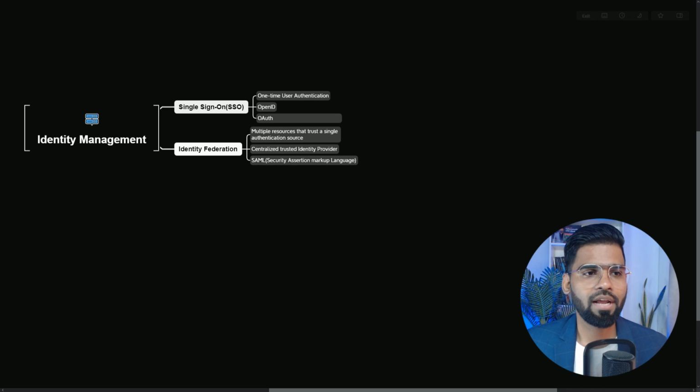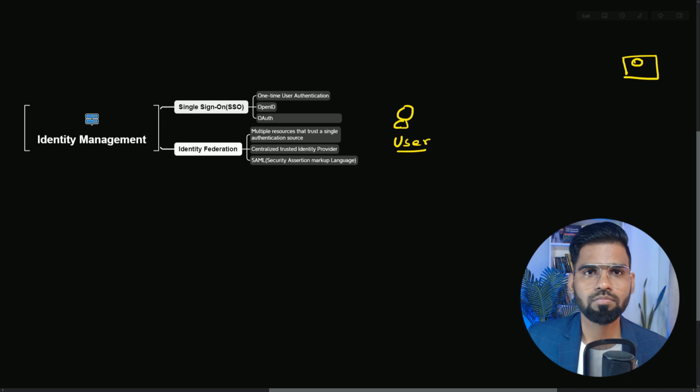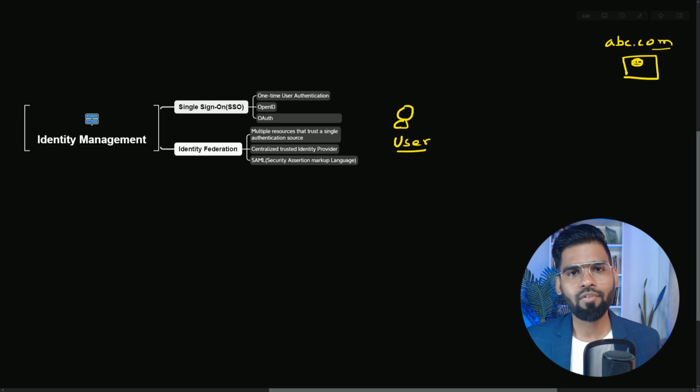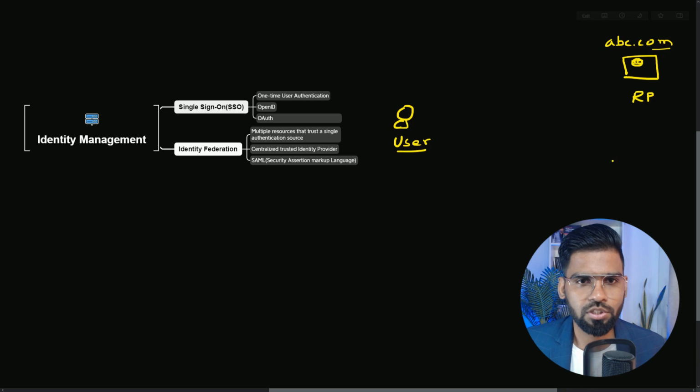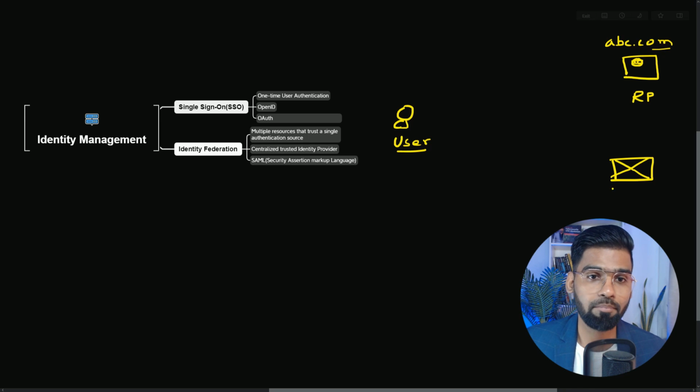Let me take an example of a scenario where we have one user over here, okay? This user wants to get authenticated by a site, maybe any site, maybe abc.com. In this structure of identity management, we call it a resource provider, the RP. There's one more entity which is pretty much involved, and this entity is called the IDP, which is the identity provider.